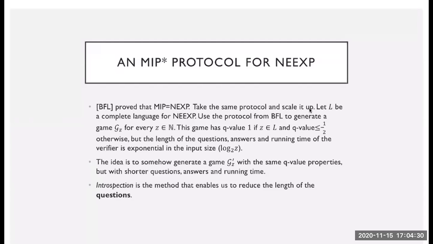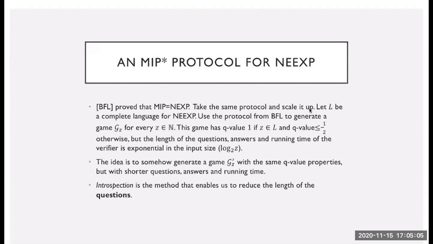Now you can take the protocol that they defined. They take every language in NEXP and define a game such that for any instance, any natural number, if this natural number is in the language, then the classical value of the game is 1. And if this natural number is not in the language, the classical value is bounded away from 1/2. So this is what BFL did.